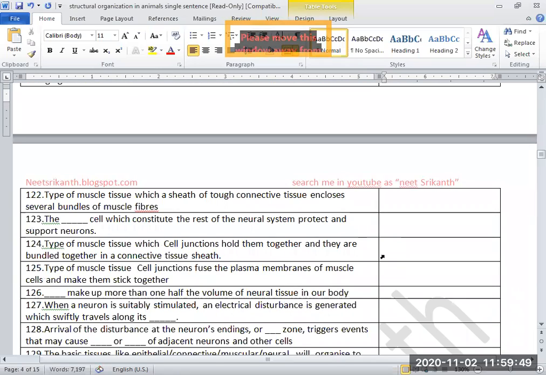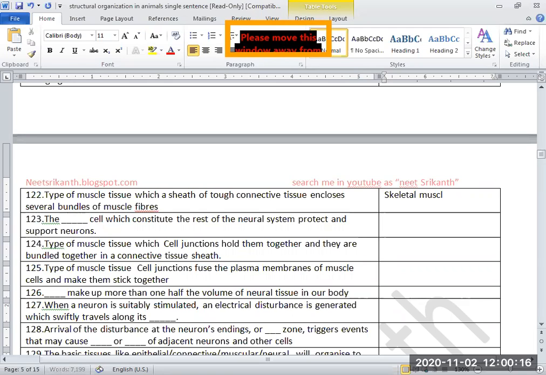Types of muscle tissue in which a sheath of tough connective tissue encloses several bundles of muscle fibers. Skeletal muscle. Who is that? Skeletal muscle. What is that sheath named as?